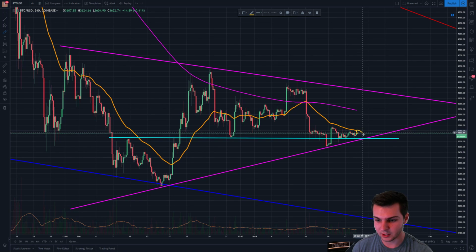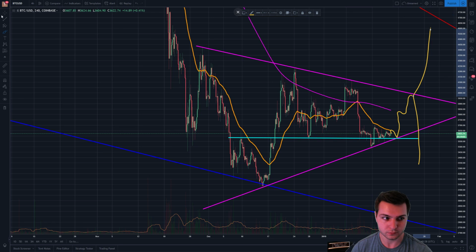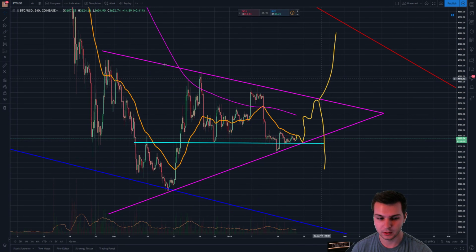But what if we got rejected here, and then we came back down, and then we bounced, and then we hit this 200 EMA, and then we hit the top of this guy, and then we can really decide if we want to either break down or break out? Because these are all things that could happen.